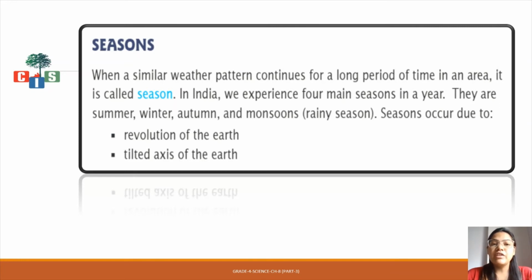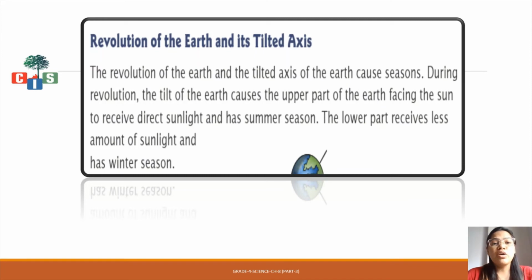Okay, so now we will see why these different seasons occur. Seasons occur due to the revolution of the earth and the tilted axis of the earth. Yes, we know that the earth's axis is tilted. The revolution of the earth and the tilted axis of the earth cause seasons. During revolution, the tilt of the earth causes the upper part of the earth facing the sun to receive direct sunlight and have summer season. And the lower part receives less amount of sunlight and has winter season.